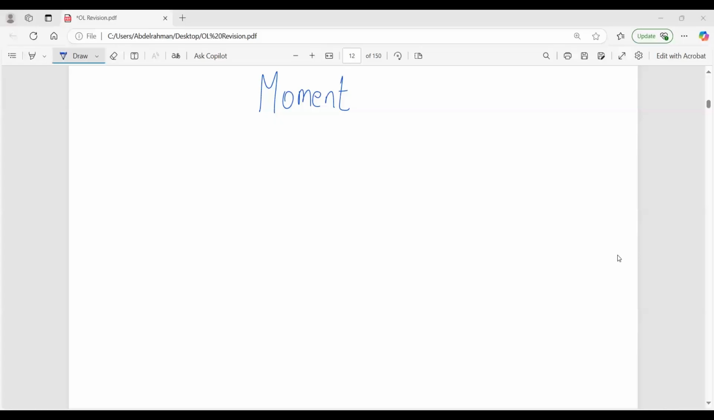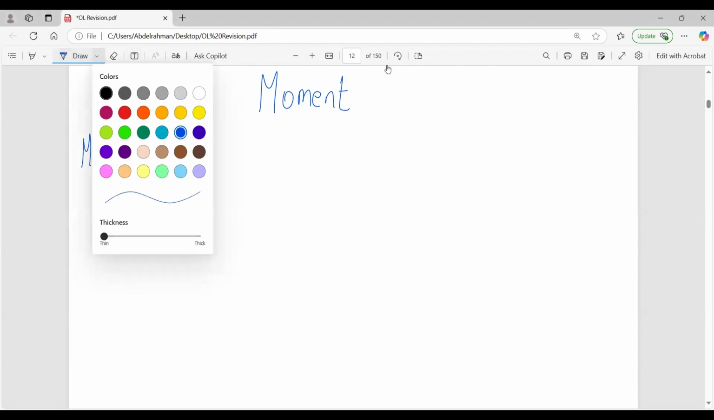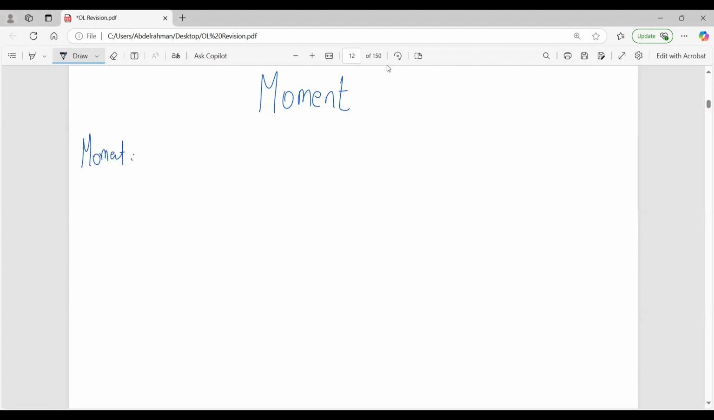Okay, so moment. We need to define moment. If we want to define moment, how can we define moment, guys? Moment is the turning effect of a force. So it's the turning effect of a force about a pivot. This is the turning effect of a force about a pivot.